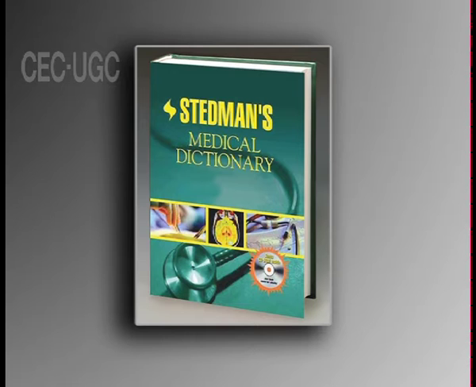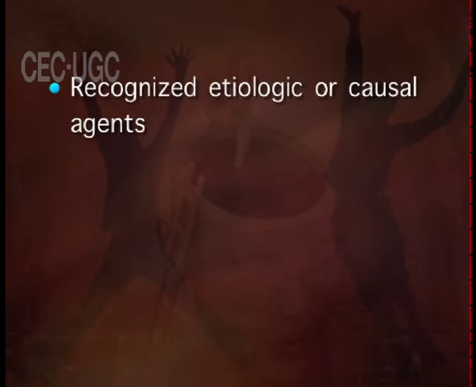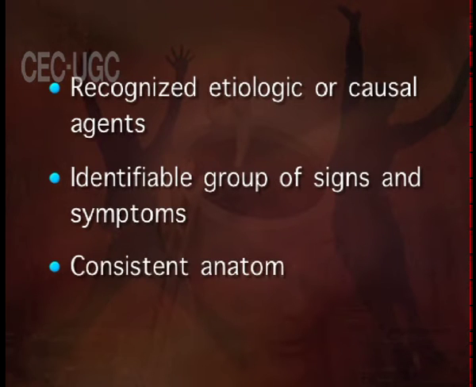According to Stedman's Medical Dictionary, disease may be defined as an interruption, cessation or disorder of body function, systems or organs, a morbid entity characterized usually by at least two of these three criteria. The first is recognized etiologic or causal agents. The second is an identifiable group of signs and symptoms. And third is consistent anatomical alterations. So we have three aspects in this definition.